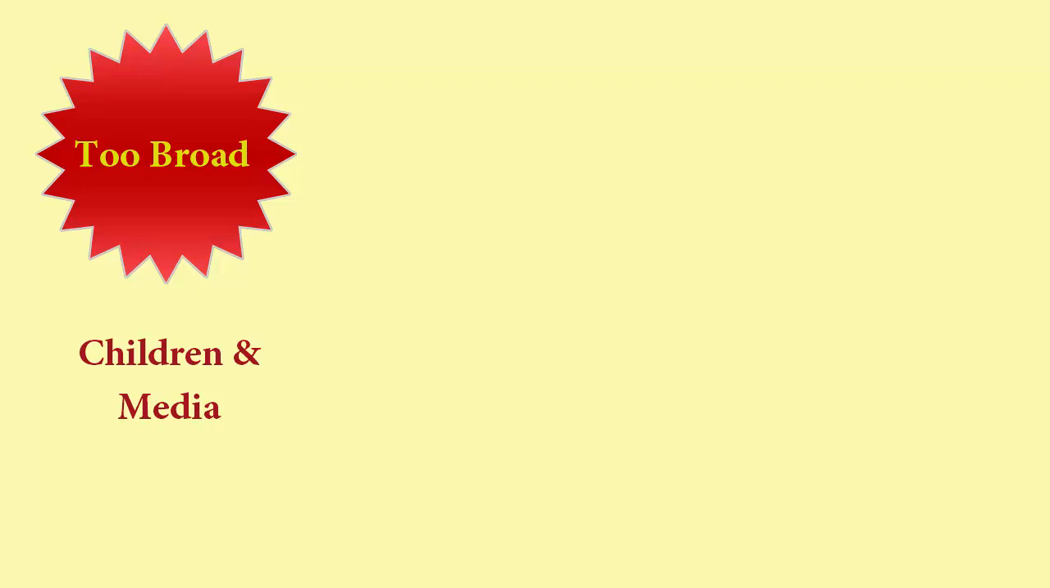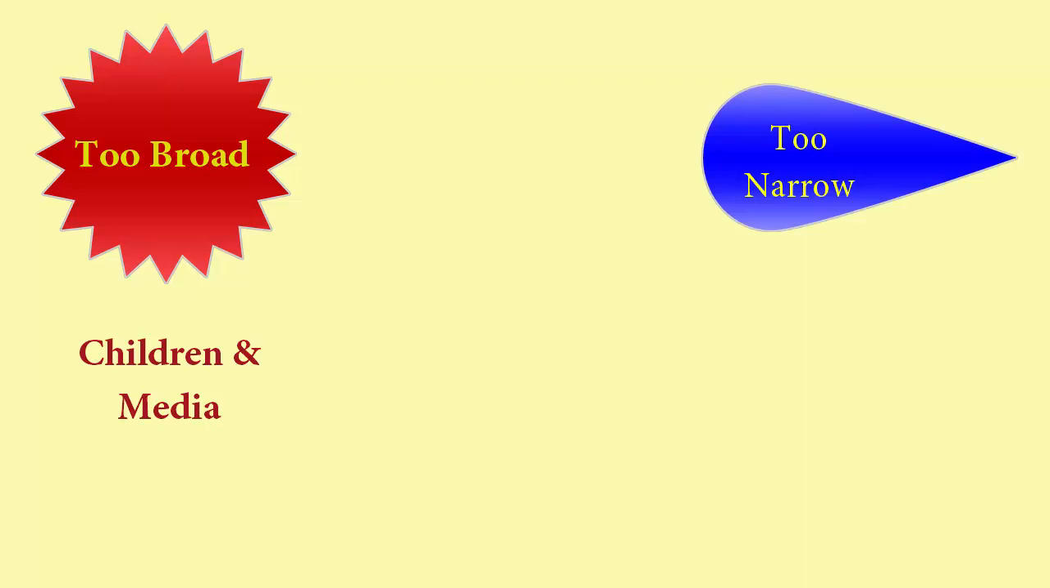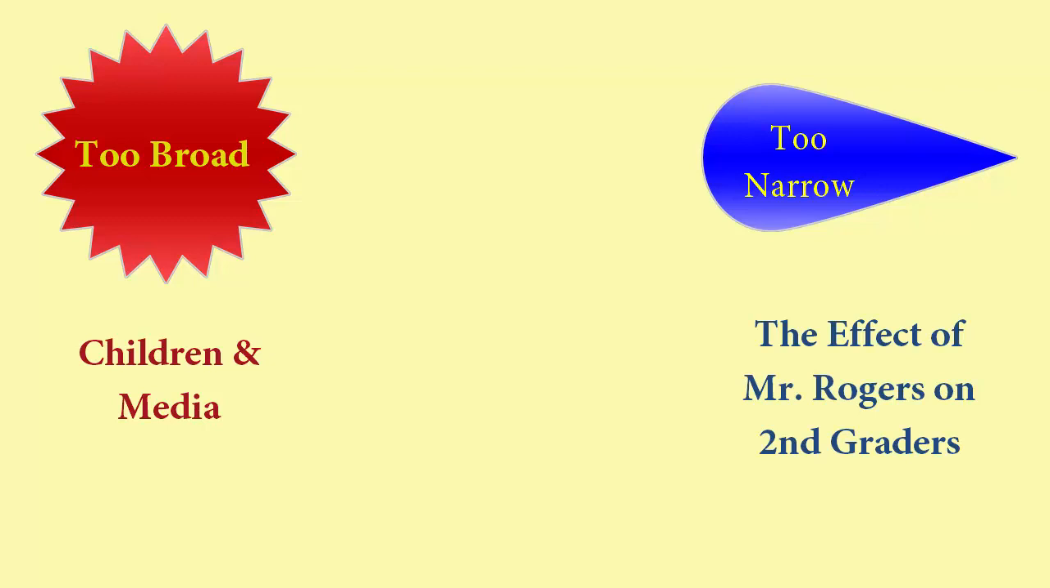Some topics would require a very large paper to give even a broad overview of, like for example, children and media, which could easily be an encyclopedia. Others are too narrow for there to be more than a few pieces of scholarly literature on, like say, the effect of Mr. Rogers on second graders, which would be more like a dissertation.